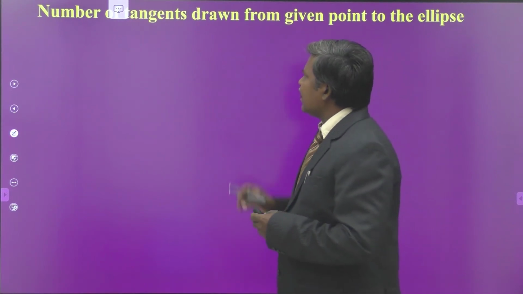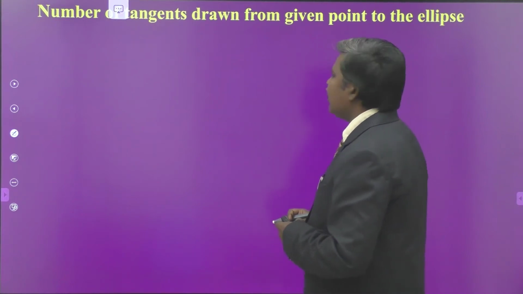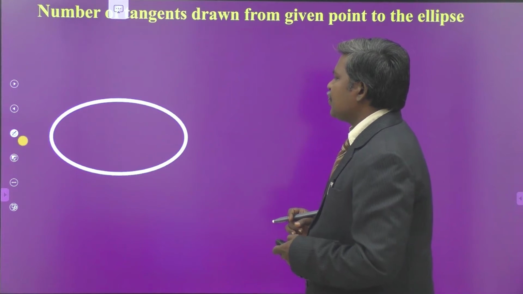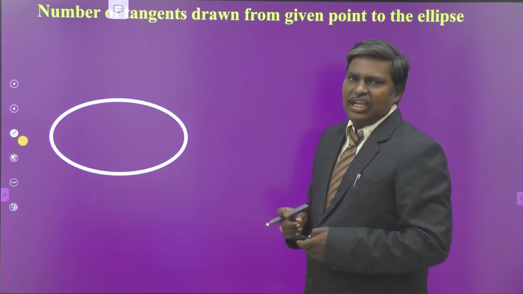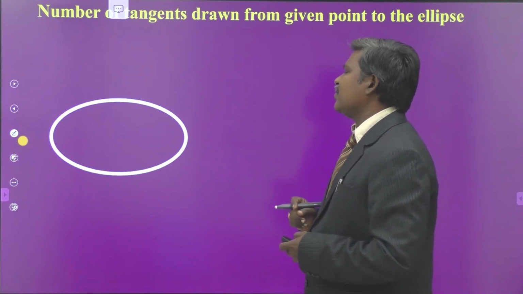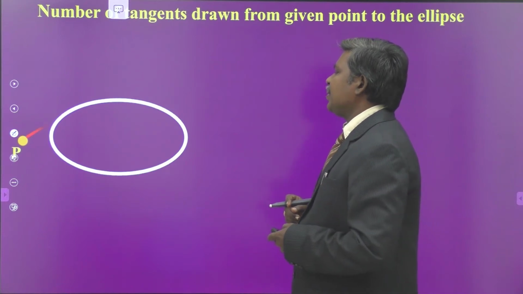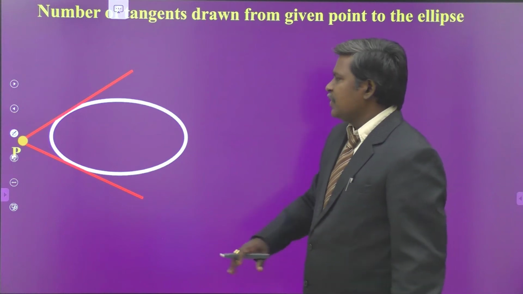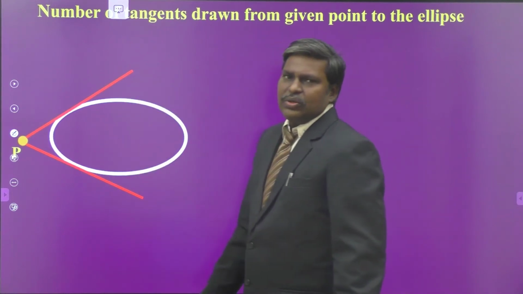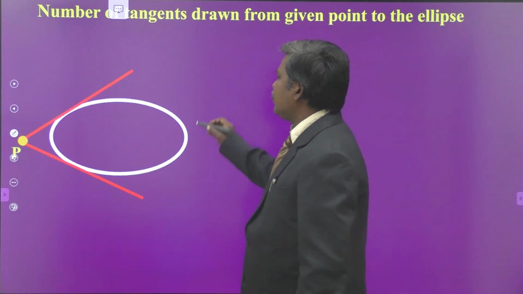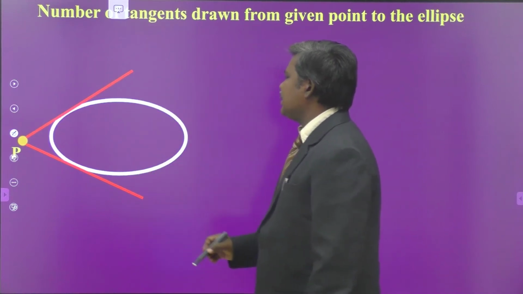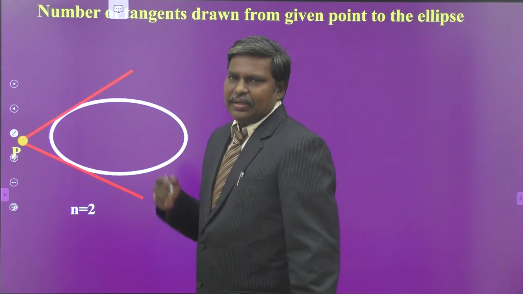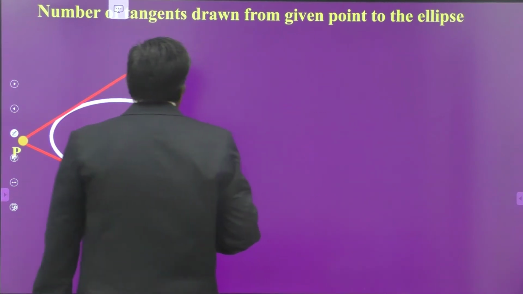In the same manner, the number of tangents drawn from given point to the ellipse, let us see here. This is the ellipse. Suppose your point is outside the ellipse, we can draw two tangents from that one. This is point P, this is one of the tangents, this is the another tangent. These are the two tangents we can draw from the point P to the ellipse. So the number of tangents is how many? 2. This is diagrammatically. We will see theoretically also.